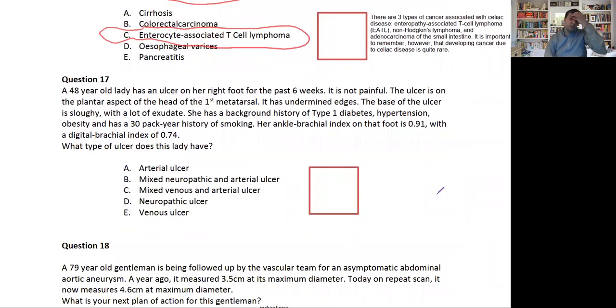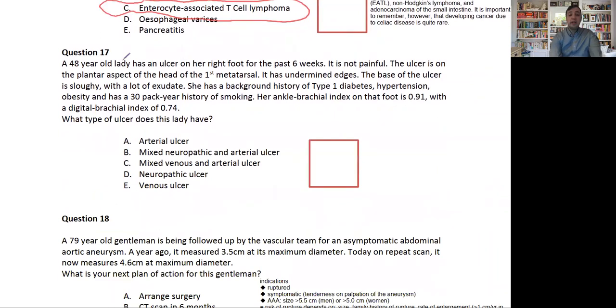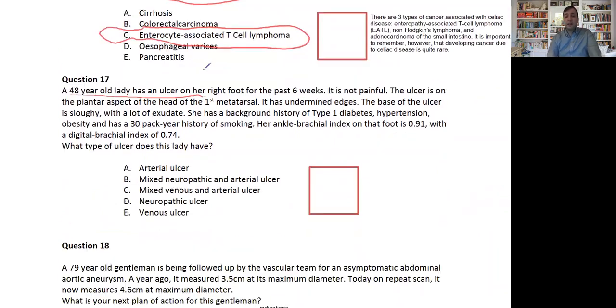So let's move on to question 17. A 48-year-old lady has had an ulcer in her right foot for the past 6 weeks. It is not painful, so it's a painless ulcer. The ulcer is on the plantar aspect of the head of the first metatarsal. It has undetermined edges, and the base of the ulcer is sloughy with a lot of exudate. She has a background history of type 1 diabetes mellitus, hypertension, obesity, and a 30-year history of smoking.